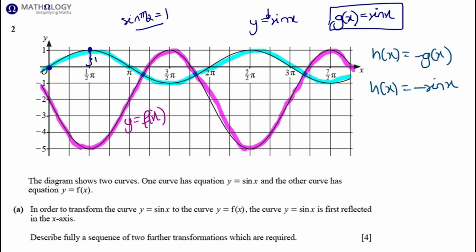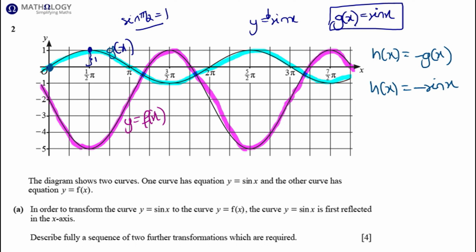So if we take the function g of x and we reflect it about the x-axis, we are just changing the sign of y. So every single point on g of x will just have the negative y value. So the first point would be 0, 0. At pi by 2, we have a y value of 1 on g of x.